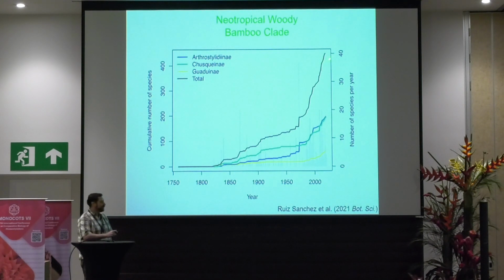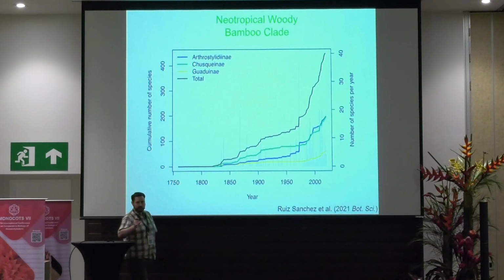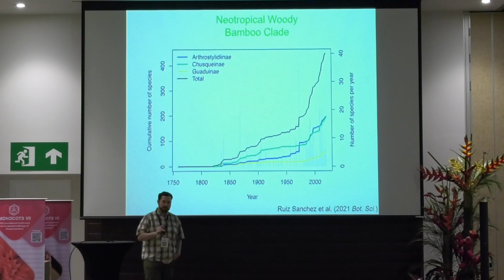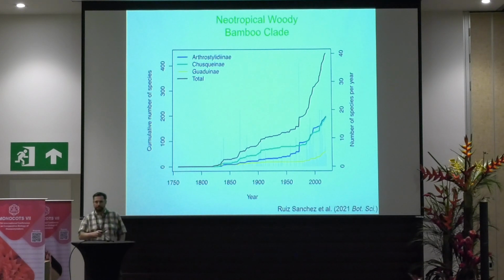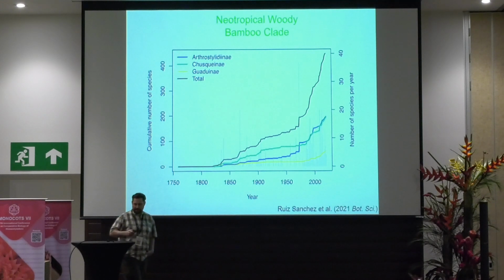And these are valid species. These aren't synonyms or combinations. This is actual new basionyms that have been put out there. And the median year for these names is 1993. So that means that half of all of the described neotropical woody bamboos have been described in the last 30-some years, and the other half was described in the previous 200. So it's pretty amazing. We are finding diversity like crazy out there on the landscape. In fact, the most recent one was described about a week ago.